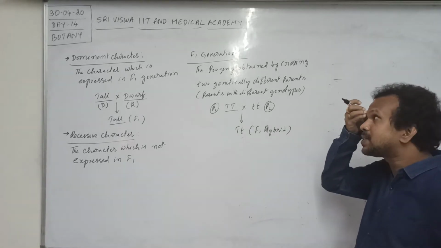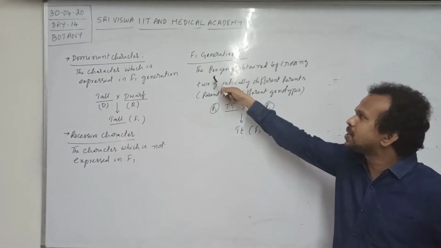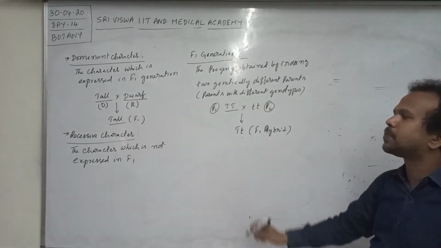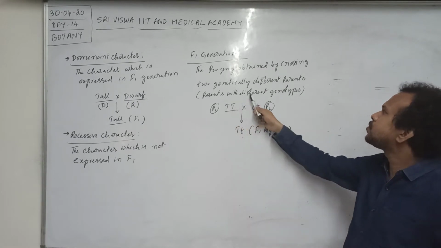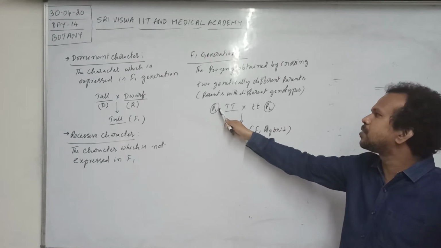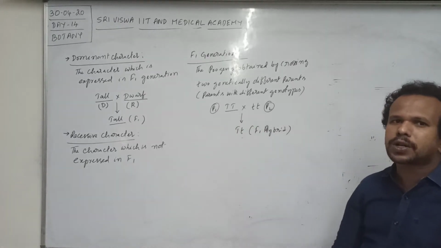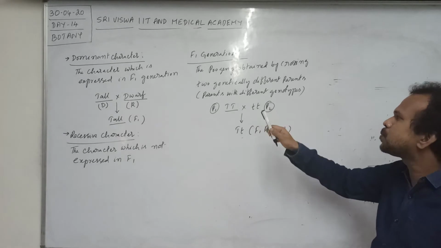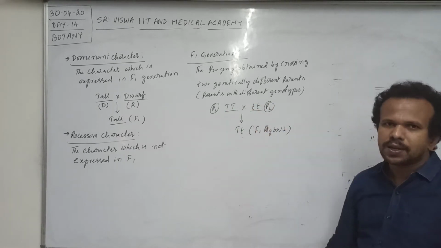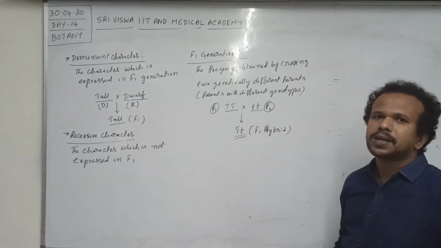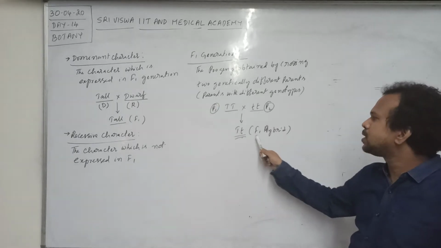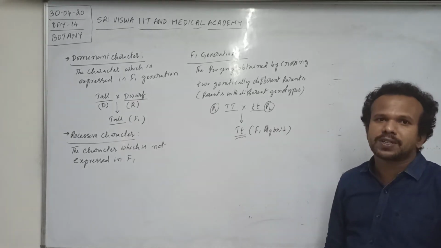So simply, what is F1 generation? F1 generation is nothing but the progeny obtained by crossing two genetically different parents, I mean parents with different genotypes. In this cross, parent 1 has capital T genotype and parent 2 has small t genotype. If the genotypes of both parents are different, then the resulting progeny is capital T small t, which is said to be the F1 hybrid or F1 generation.